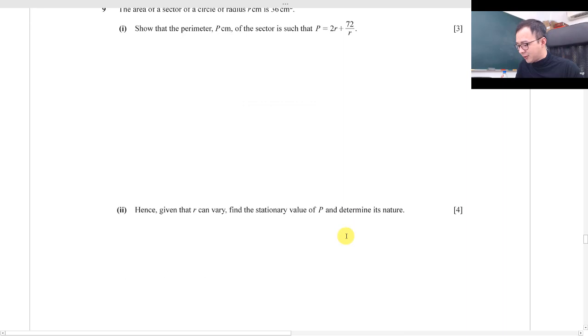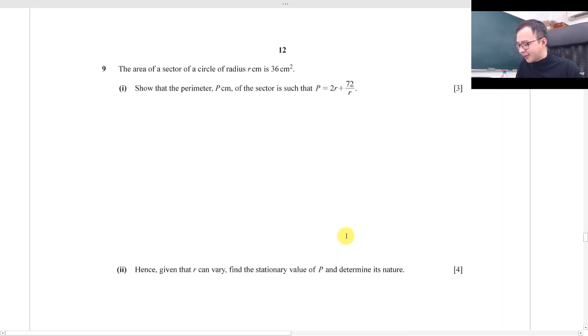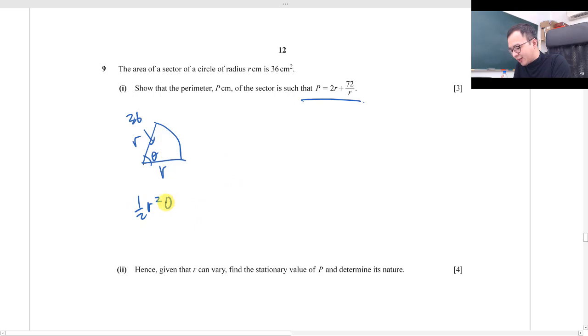Alright, okay, number 9. The area of a sector of the circle with radius r. We have a sector here, and the area is 36, and you show that the perimeter is this one. This is r, this is theta. From here, I know half r squared theta equals 36, because this is the formula for area of sector. And then arc length is r theta, so perimeter is basically 2r plus r theta.